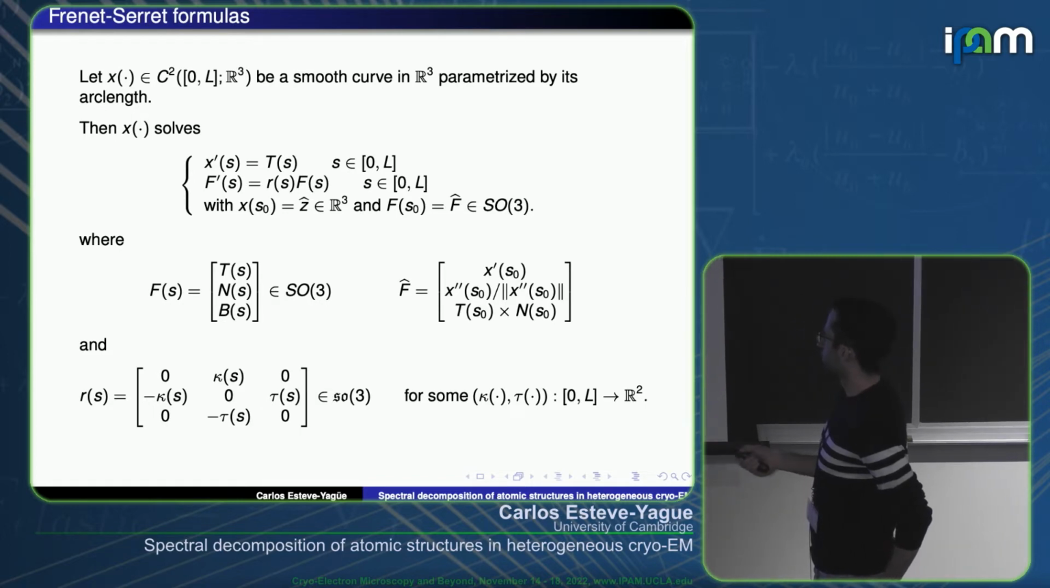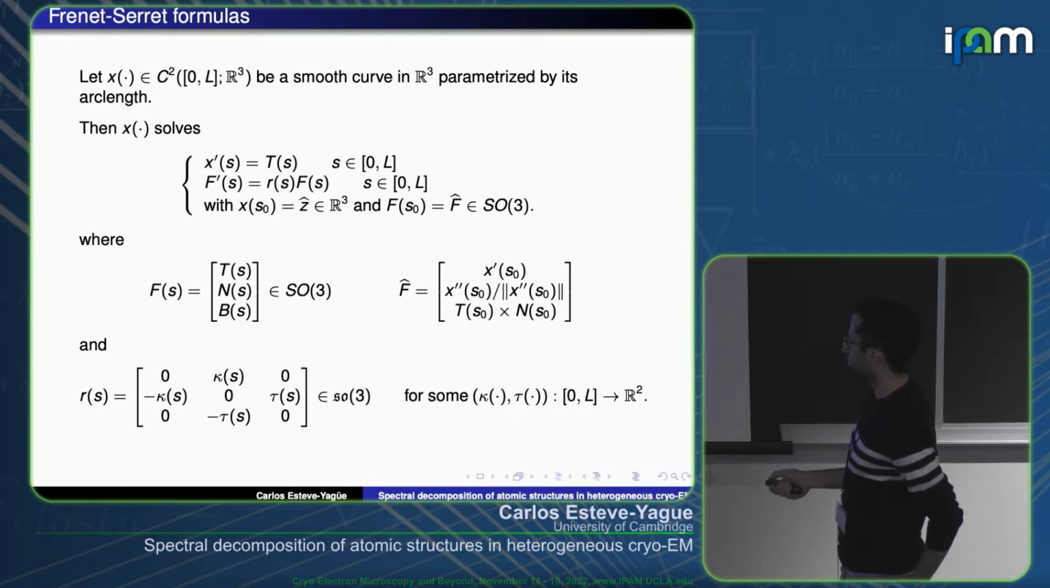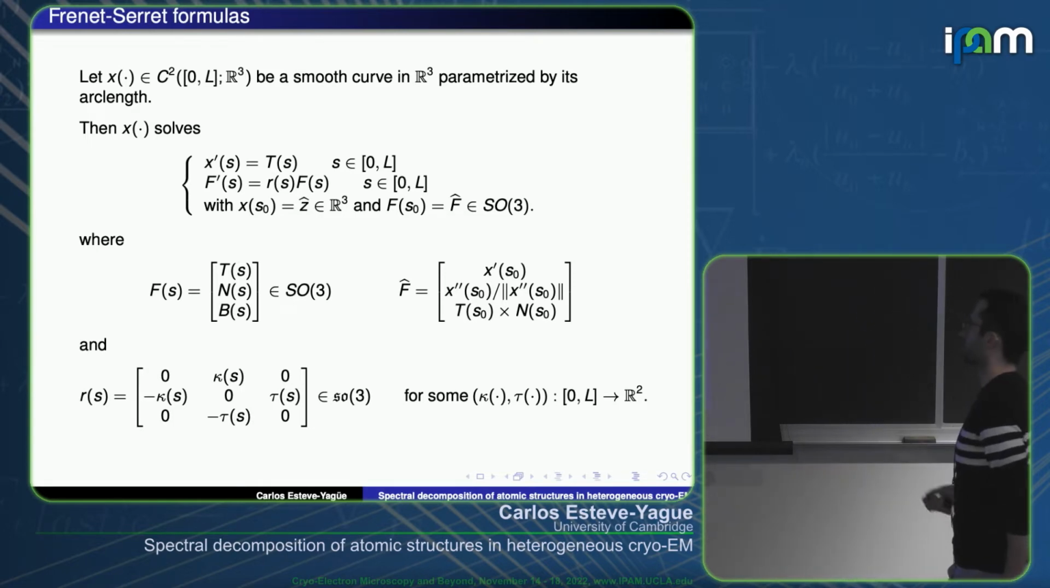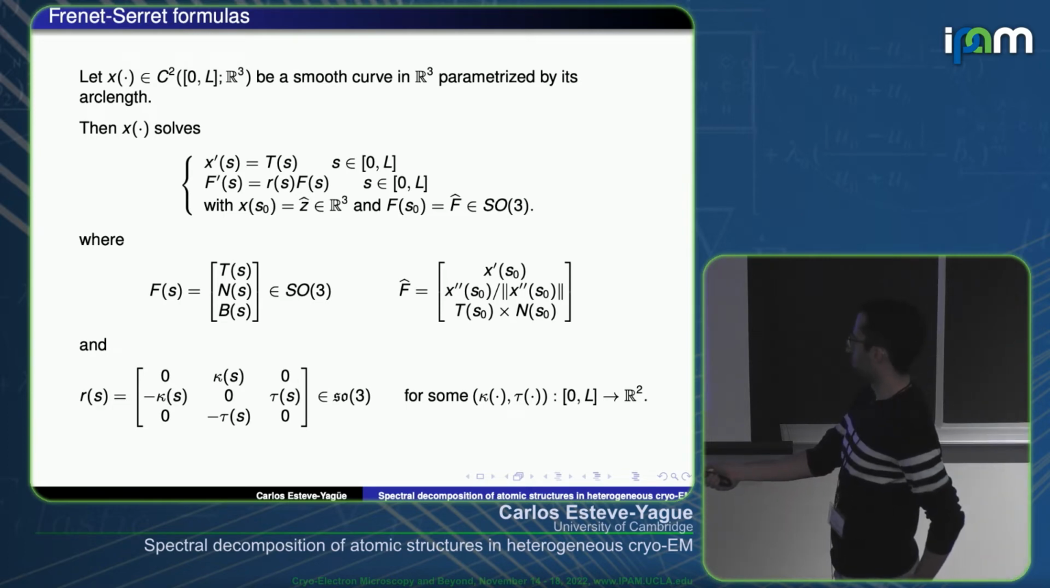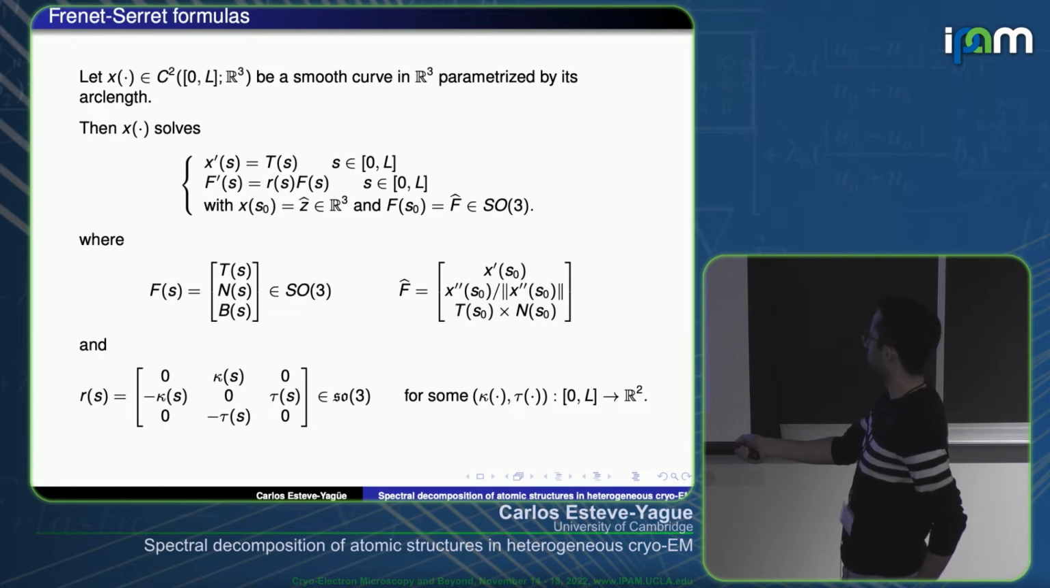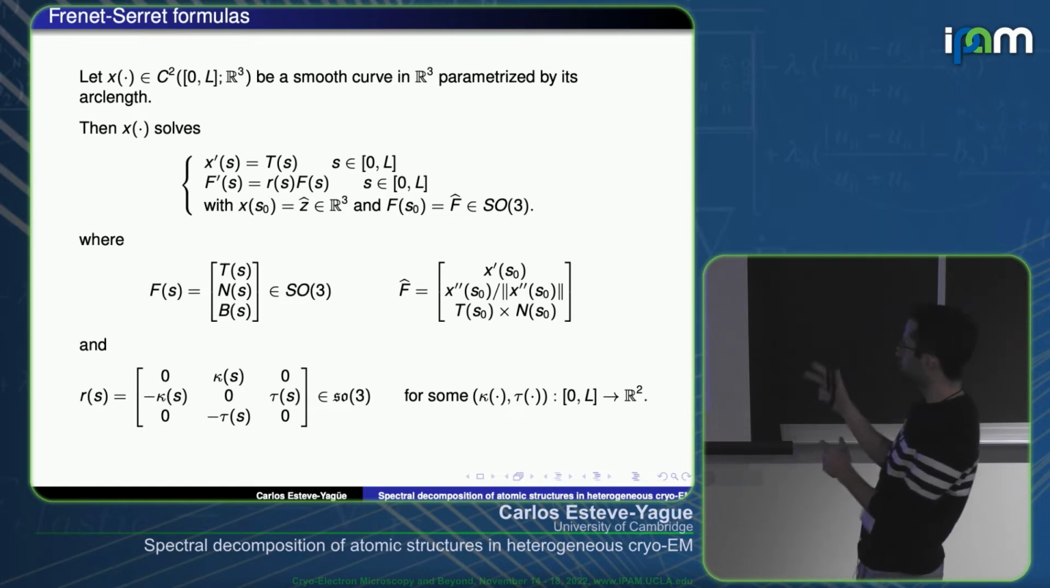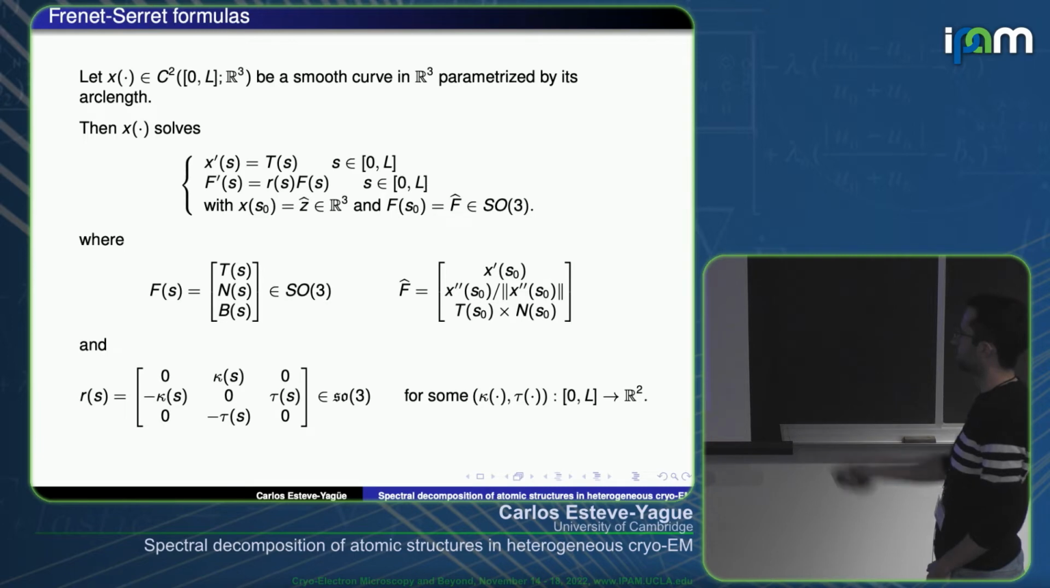And here R of S is a matrix of this form, which is an element of the tangent space of SO3, and it can be parametrized by the curvature and the torsion, which are continuous functions from 0 to L, where L is the length of the curve, to R2. And then if you have the position and the orientation of the curve at one point, then you can reconstruct the curve.